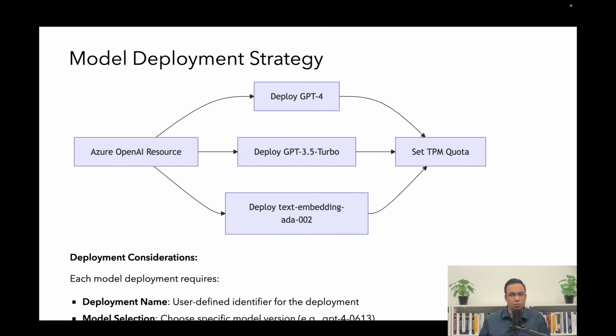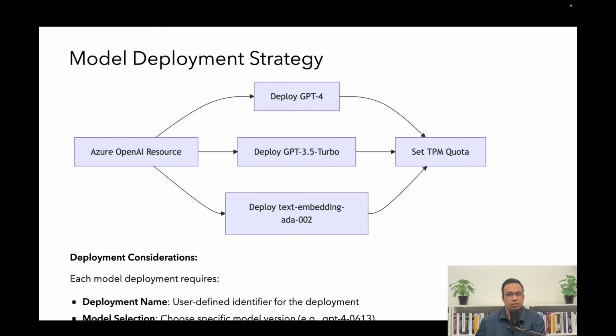The third is the TPM quota. This is your tokens per minute allocation from your subscription's total quota, and we'll talk about quota management in a few slides. And the fourth one is version binning. You need to decide between auto update, where Microsoft automatically updates your deployment to newer model versions, or static version, where you stay on a specific version until you manually update.